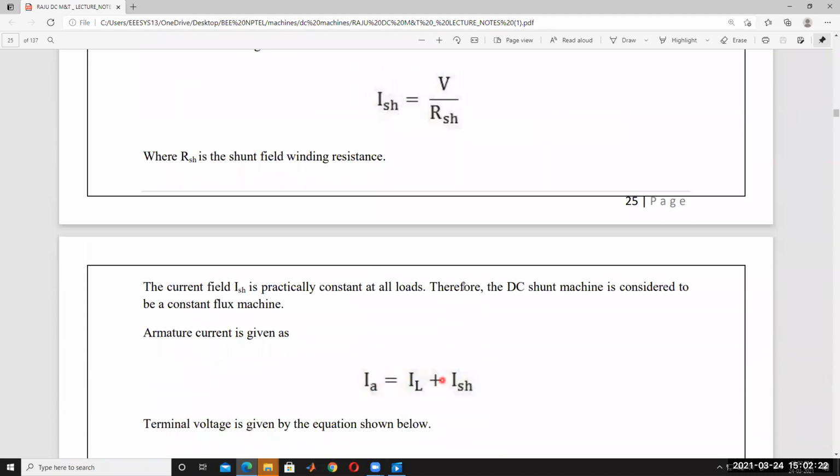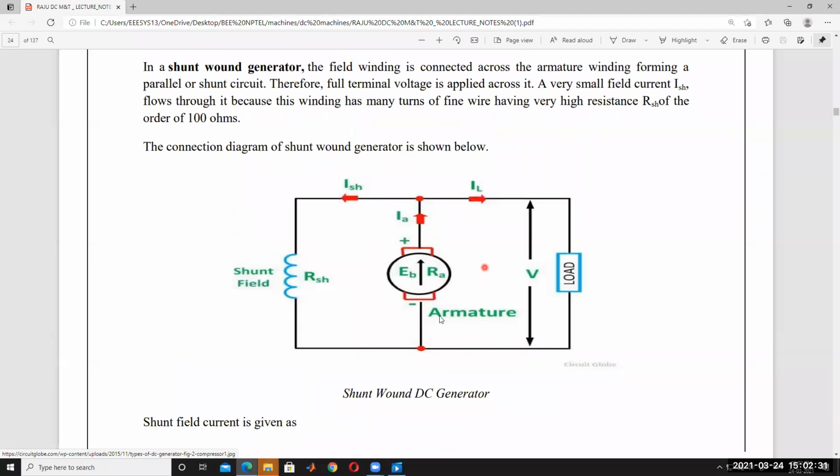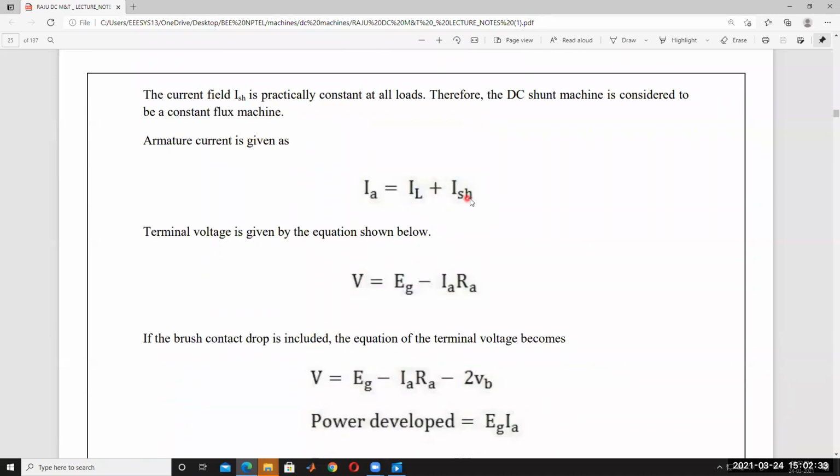Then IA is equal to IL plus ISH. So the entering current is equal to the sum of the leaving currents. This armature current is equal to this current plus this current. IA is equal to IL plus ISH. Okay, understand.